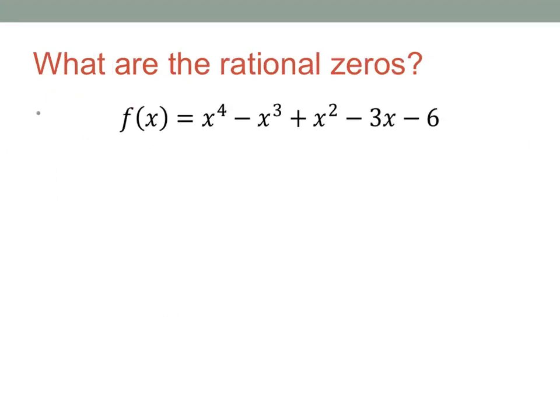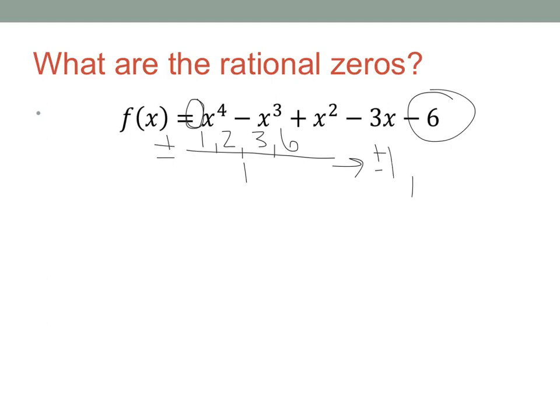Okay, so let's see what it actually looks like to find our rational zeros. We're first going to make our list. I take the factors of my constant term, 1, 2, 3, and 6. So 1 times 6 is 6, 2 times 3 is 6, nothing else multiplies to 6, over the factors of my leading coefficient, which is 1. And so here are my options. Plus or minus 1 over 1, which is 1. Plus or minus 2 over 1, which is 2.